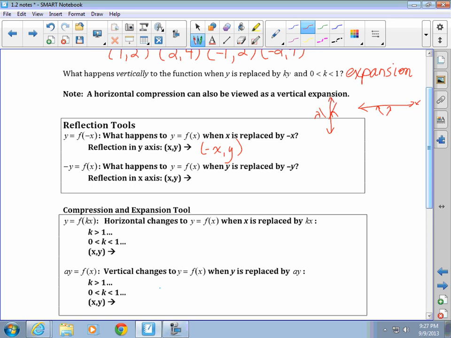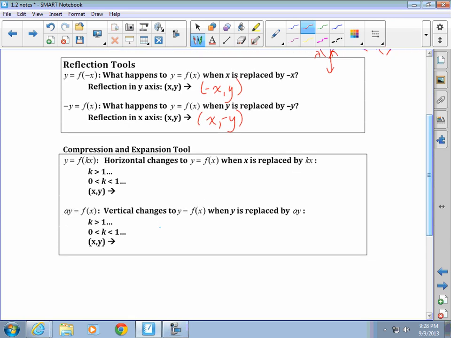When we put that negative in front of the y, then we had a reflection in the x-axis, so it flipped down. And when we went to do our coordinates, the x stayed the same, but the y value became the negative value.